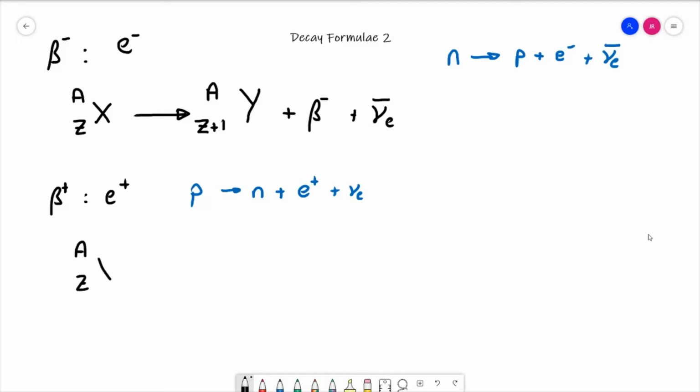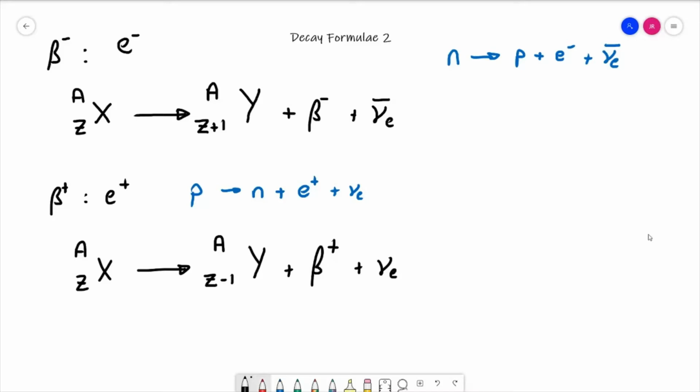Once again, if we take our generic nucleus AZX, we are losing a proton, so our proton number becomes Z minus 1 and we have another element change again. But just like we said with beta minus decay, we're keeping the same number of nucleons and therefore our nucleon number remains the same. We have emitted a beta plus and, once again for completeness, an electron neutrino.